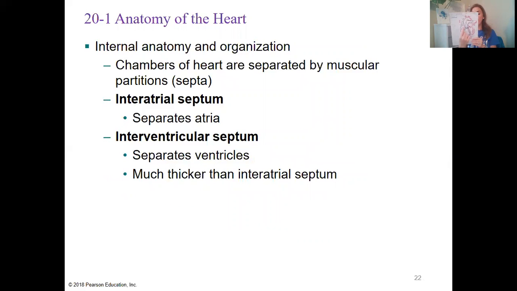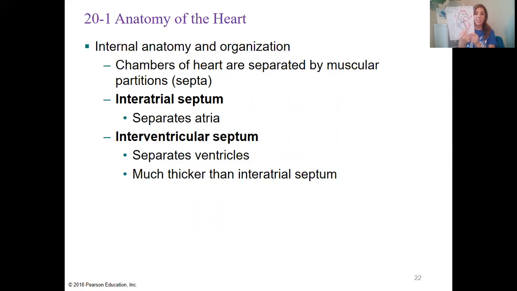Whenever you're looking at this particular picture, there is a division between the right atrium and the left atrium, and it is called an interatrial septum. However, it's not really able to be seen on this picture. What you can see is going to be this septum right here. So I have written in here septum.